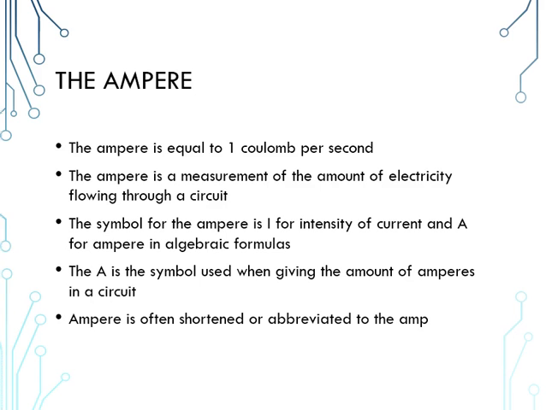We use the symbol for the ampere, I, in our algebraic formulas, the I for the intensity of the flow of current, and A for ampere. The uppercase A is the symbol we use when we're given the amount of amperes in a circuit. Say if we had 3 amps in a circuit, we would designate that by putting the number 3 with the uppercase letter A right after it. And as you noticed, I called it an amp or amps. More times than not, we're going to shorten or abbreviate ampere into amp or amps.